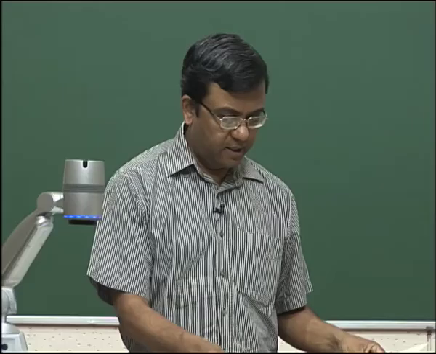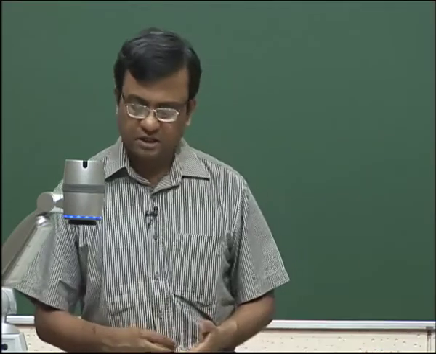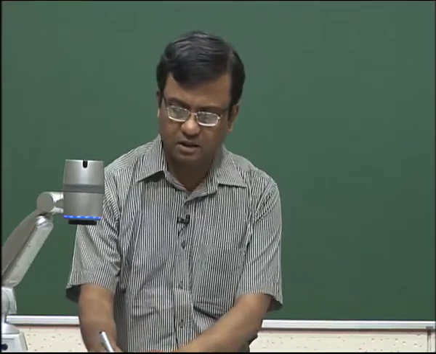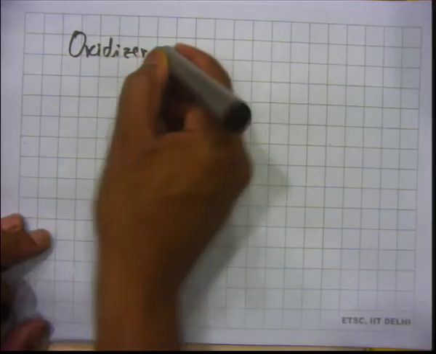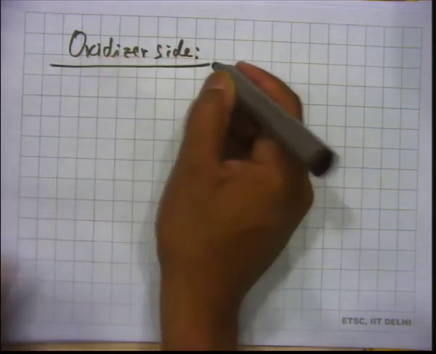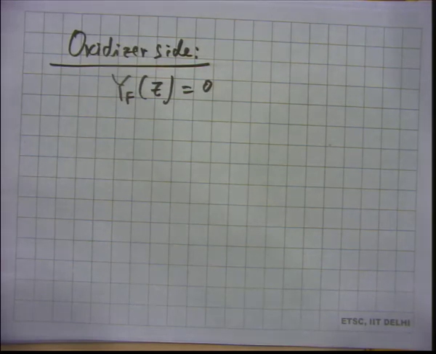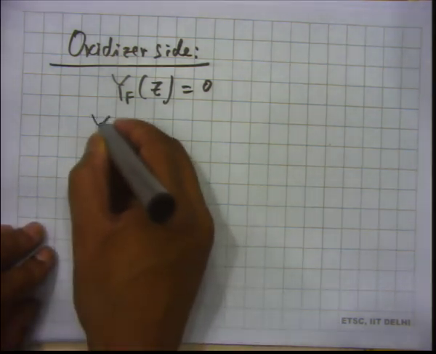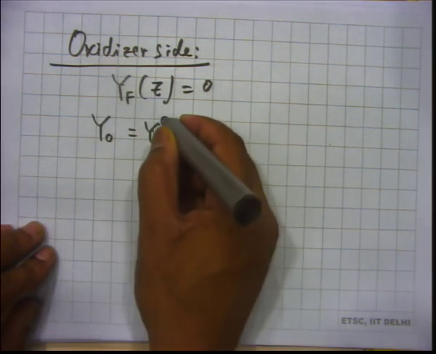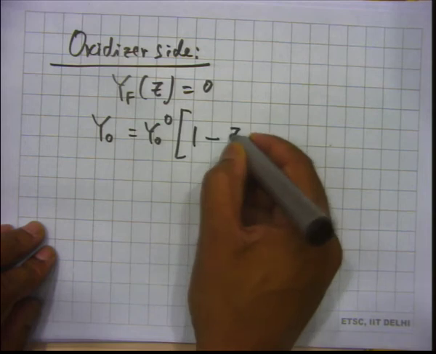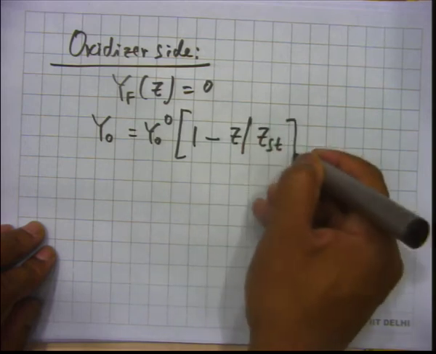We can actually also get it on the oxidizer side. We can do a similar exercise on the oxidizer side. On the oxidizer side, we can easily write YF equal to 0, correct? On the oxidizer side, YF is 0, and we can get YO, and I will leave that to you. So, YO is YO naught times 1 minus Z divided by 1 minus Z stoichiometric.